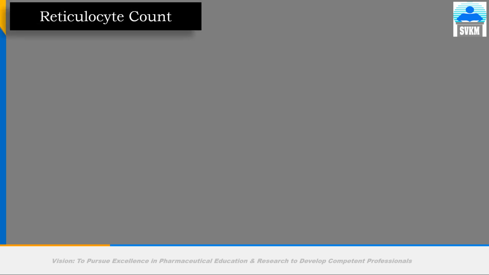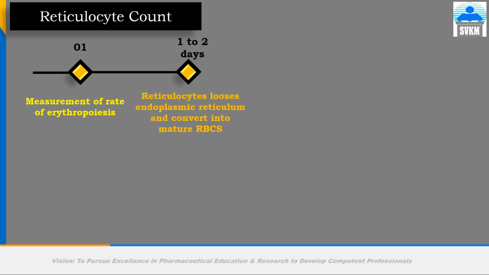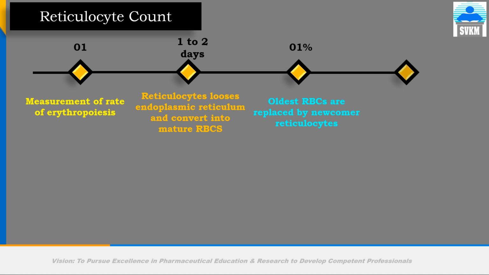Now the reticulocyte count. The rate of erythropoiesis is measured by the reticulocyte count. It takes 1 to 2 days for the reticulocyte to lose the last vestige of endoplasmic reticulum and become an RBC. Normally, a little less than 1% of the RBCs are replaced by the newcomer reticulocytes on a given day. Thus, reticulocytes account for about 0.5 to 1.5% of all RBCs in a normal blood sample.